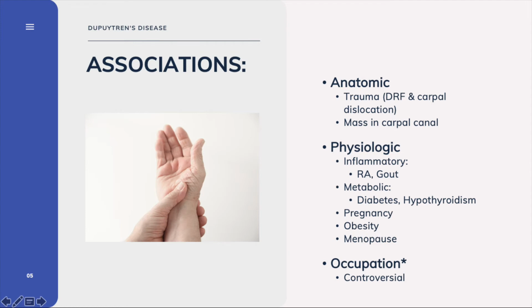Anatomic causes include trauma, i.e. distal radius fractures and carpal dislocations resulting in acute carpal tunnel syndrome, or masses in the carpal tunnel that may cause extrinsic pressure on the nerve. Numerous conditions have been associated as suspected risk factors, including rheumatoid arthritis, gout, diabetes, hypothyroidism, pregnancy, obesity, and menopause. The association between occupational factors and carpal tunnel syndrome is still extremely controversial.